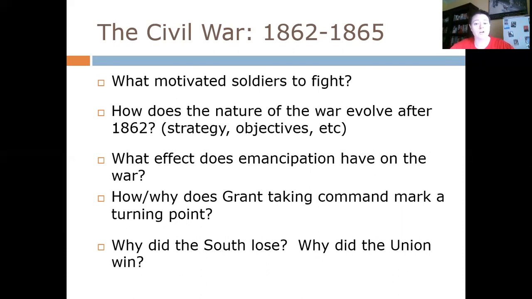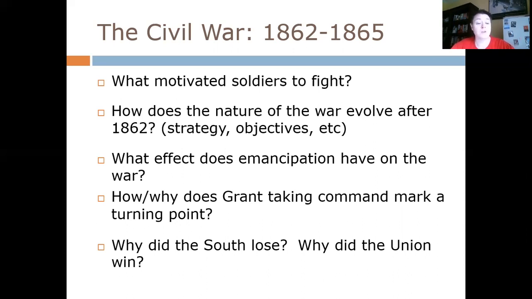Second, how does the nature of the war evolve after 1862 in terms of strategy for both sides, objectives for both sides? We'll see that the Union particularly goes through a significant alteration in its war aims. Instead of it just being a war to preserve the Union, it becomes a war about whether slavery will survive or not, and that has important implications.